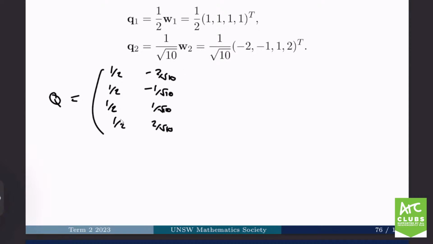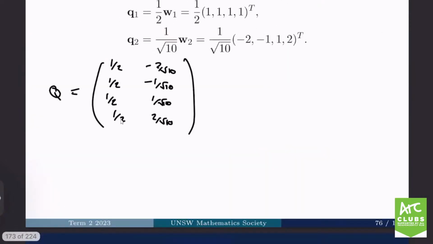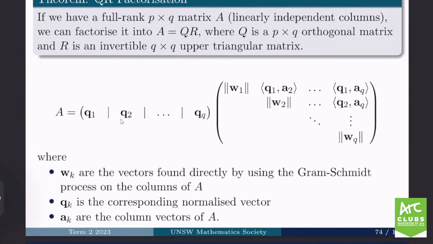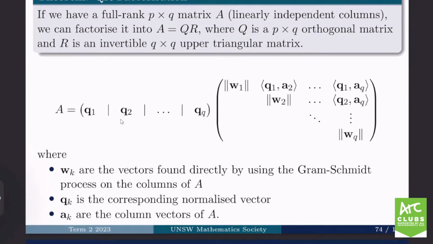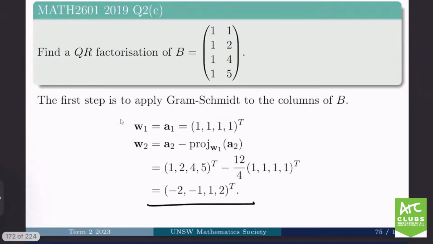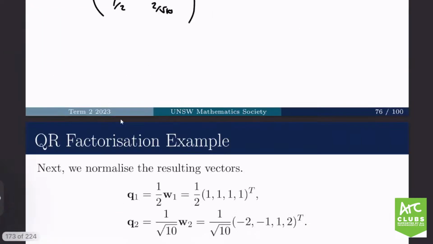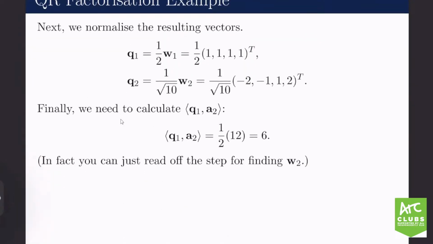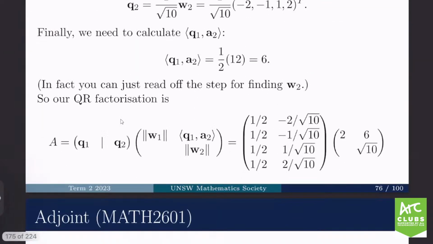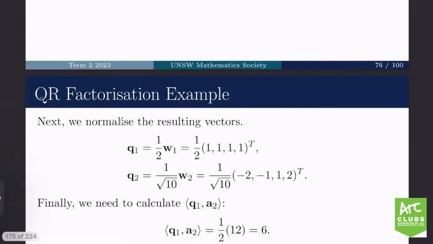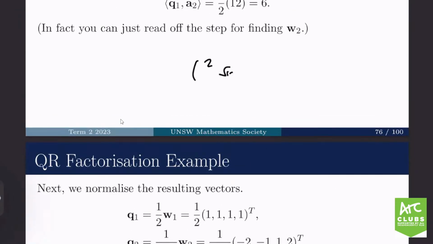Okay? And now in order to find our R matrix, remember our R matrix looks like this, right? So we just need to put the lengths of w1, w2, and put these dot products in there, which we already found by applying the Gram-Schmidt process. So we can see that q1 dot a2 will equal 6, okay? And so our R matrix will just be 2, root 10, 6, okay? And 0 there.